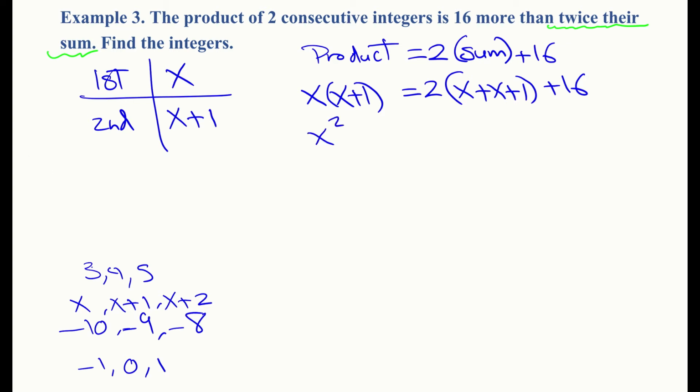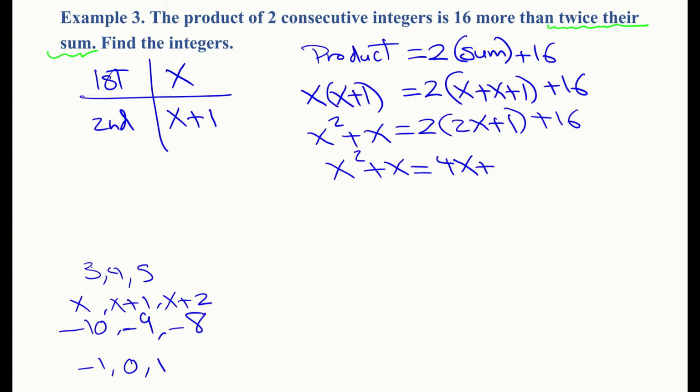So we end up with x squared plus x is equal to, now it's better if we combine those two x's inside the parentheses first. So 2x plus 1 plus 16. So we get x squared plus x equals 4x plus 2 plus 16. What you want to do is always fully simplify each side first before you move anything around from one side to the other. That's the safest way to fly.